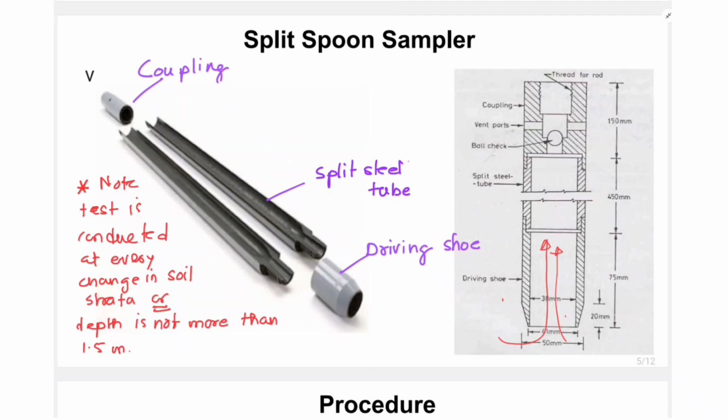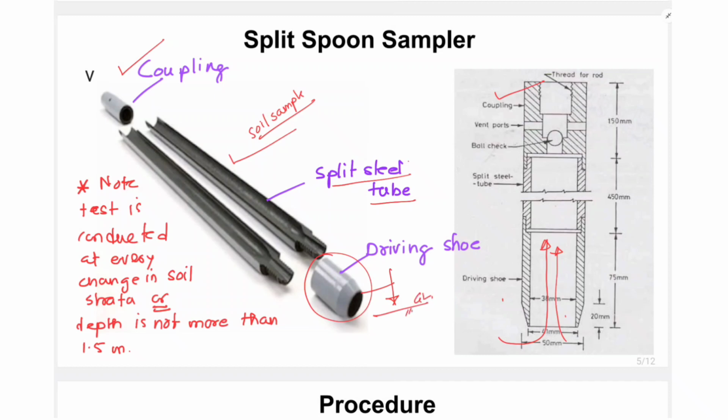This split spoon sampler comprises three main parts. The first one is this coupling. This is the coupling portion. Second is this split steel tube. This steel tube can be split into two sides for the extraction of the soil sample. And then the bottom portion is the driving shoe. This driving shoe is used to guide the split spoon sampler in a vertical direction into the ground, below the ground level.